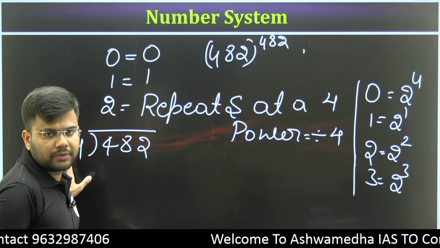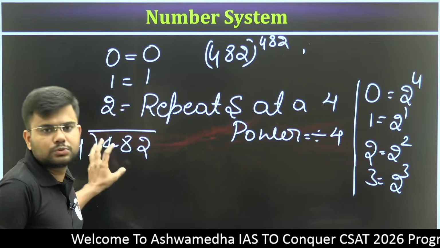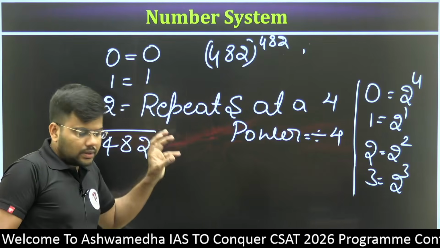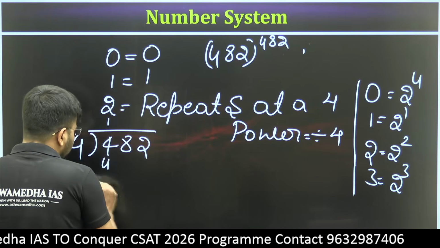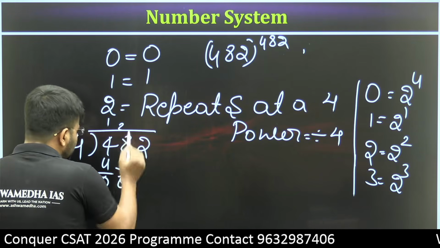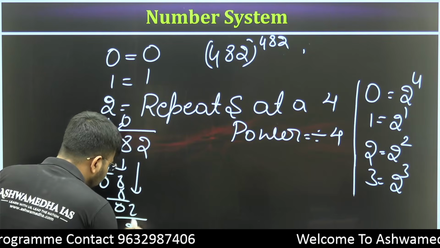Why have I divided by 4? I have divided it by 4 because the unit digit of 2 repeats in a cycle of 4. Hence, 4 ones are 4, 0, 8 brought down, 4 twos are 8, 0. 2 brought down, 4 zeros are 0. What is the remainder? 2 is the remainder.